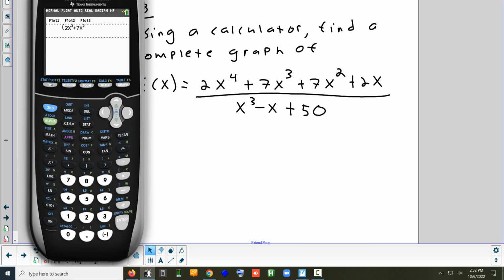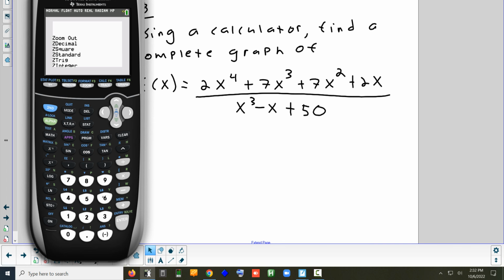All right, let's graph that and see what happens. I think I remember what happens, but I'm going to have a question for you about it. So 7x cubed plus 7x squared plus 2x. And we're going to divide by x cubed minus x minus 50. Okay, this is beyond what I would have you do by hand, because the numbers are kind of big. There's a lot to it. So that's why we're not graphing this by hand. I just want to see if we can do it on the calculator.